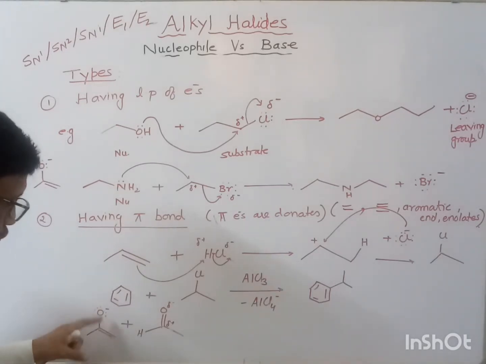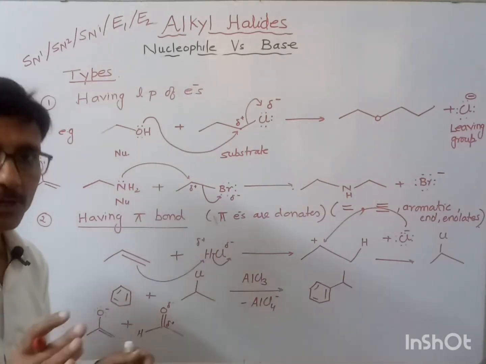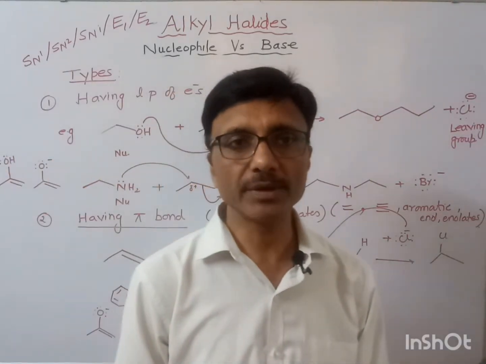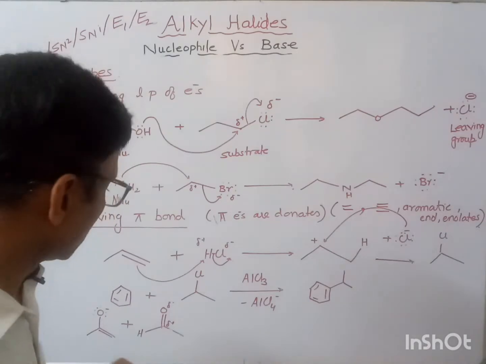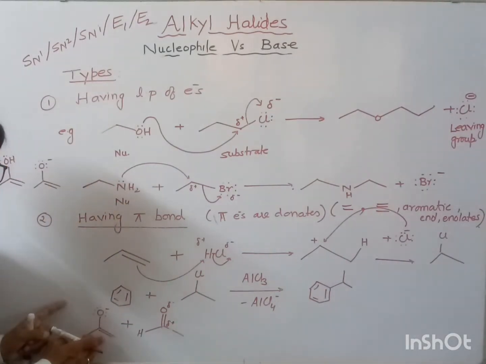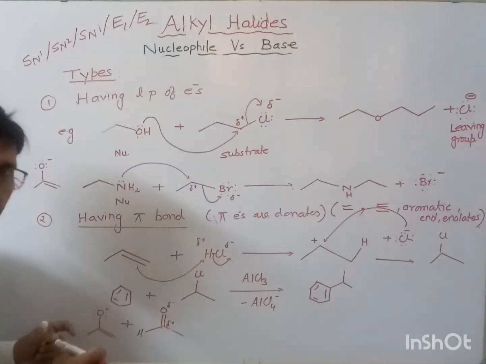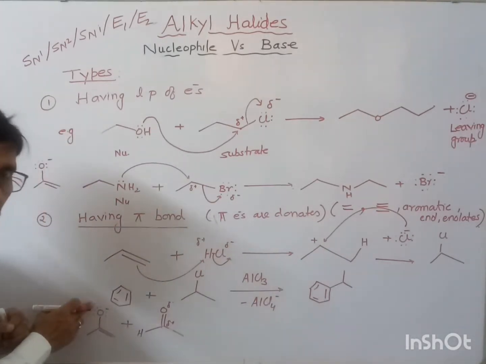So out of these two nucleophilic centers in this species, which will act as the nucleophile in this reaction? No doubt, whichever is able to donate its electron pair more easily will act as the nucleophilic center. So out of these two centers, the nucleophilic center would be the pi bond. We know that the pi bond electrons are more loosely held in comparison to this lone pair of electrons.